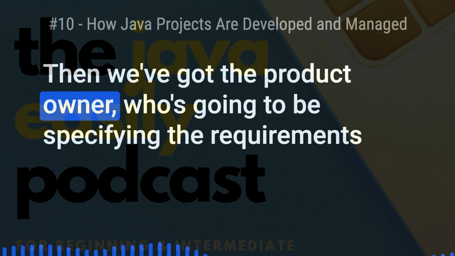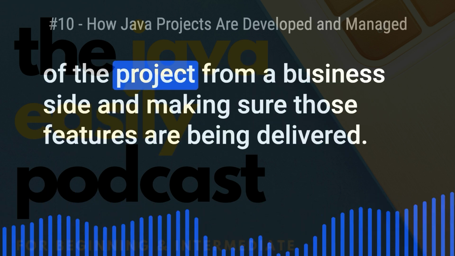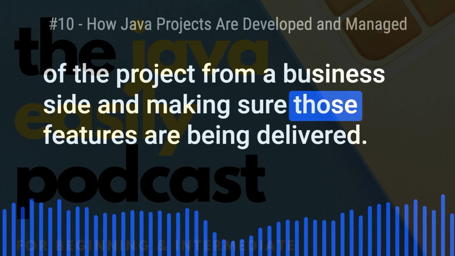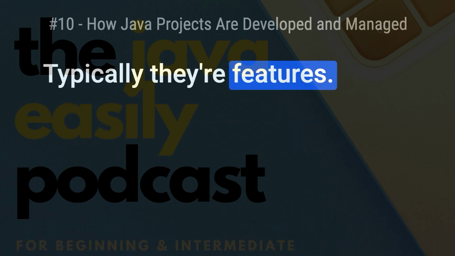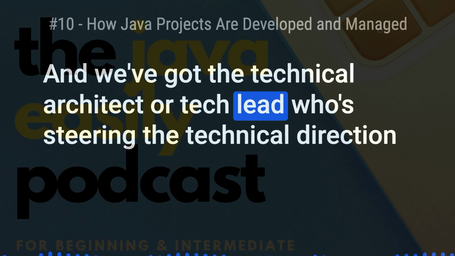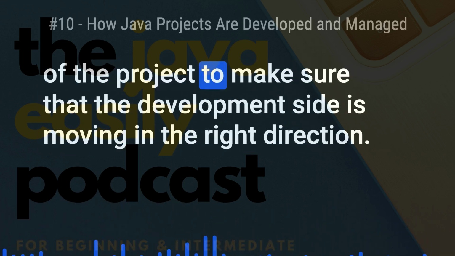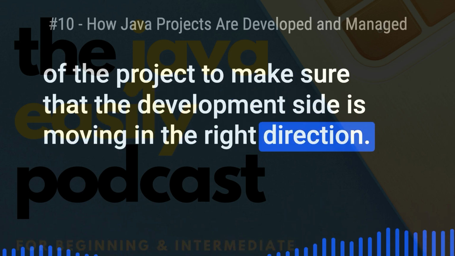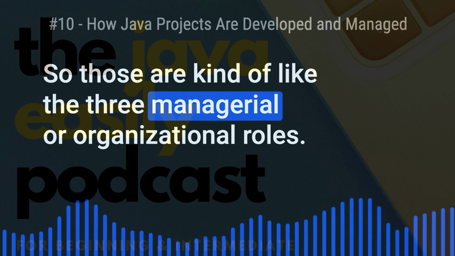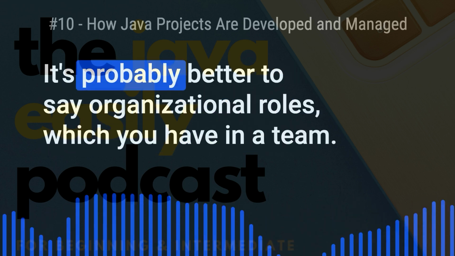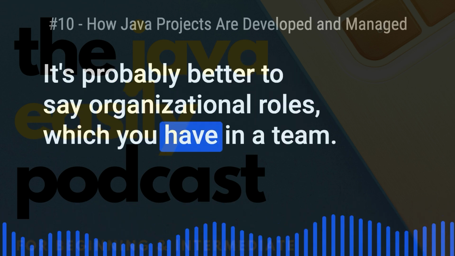Then we've got the product owner who's going to be specifying the requirements of the project from a business side and making sure that those features are being delivered, typically they're features. And we've got the technical architect or tech lead who's steering the technical direction of the project to make sure that the development side is moving in the right direction. So those are the three managerial or organizational roles. It's probably better to say organizational roles, which you have in a team.